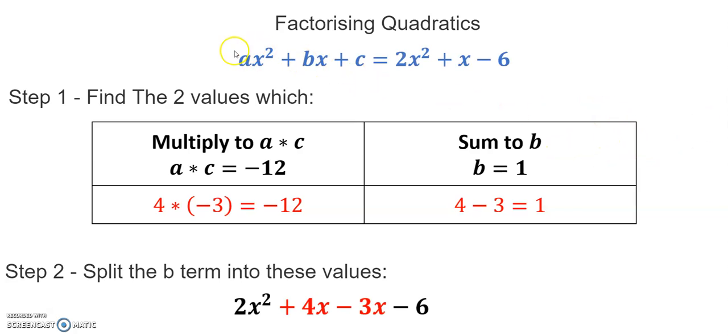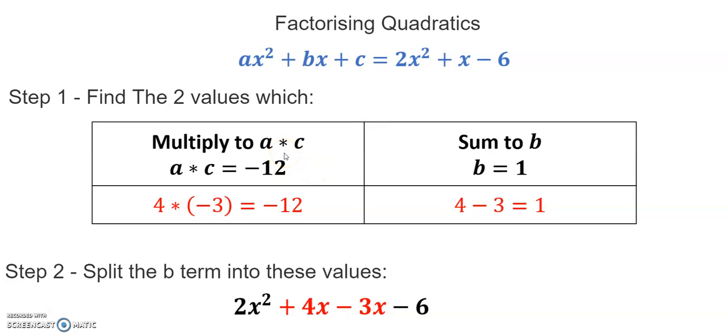Now as an example, in our standard form we have 2x squared plus x minus 6, which as you can see, a would be equal to 2, b is equal to 1x, and c would equal minus 6. Remember the minus. Now, the first step is to use our sum and product rule. The sum and product rule essentially says we need to find two numbers which satisfy multiplying together to give a times c, and summing together to give b.